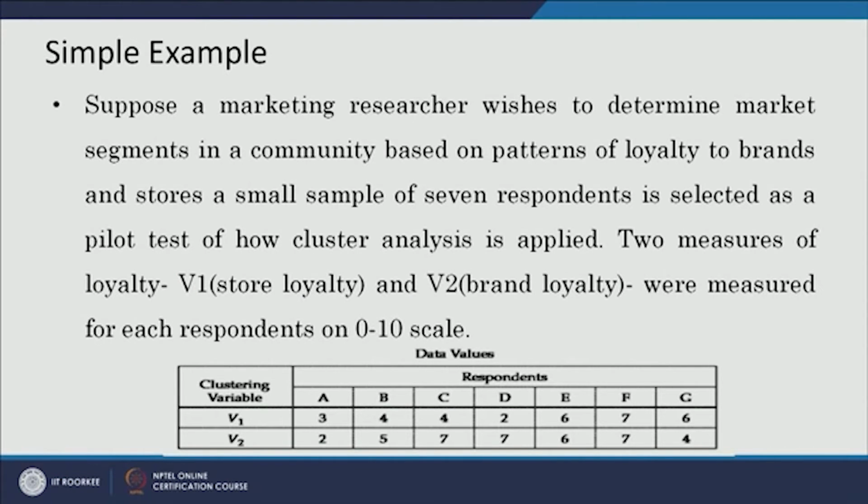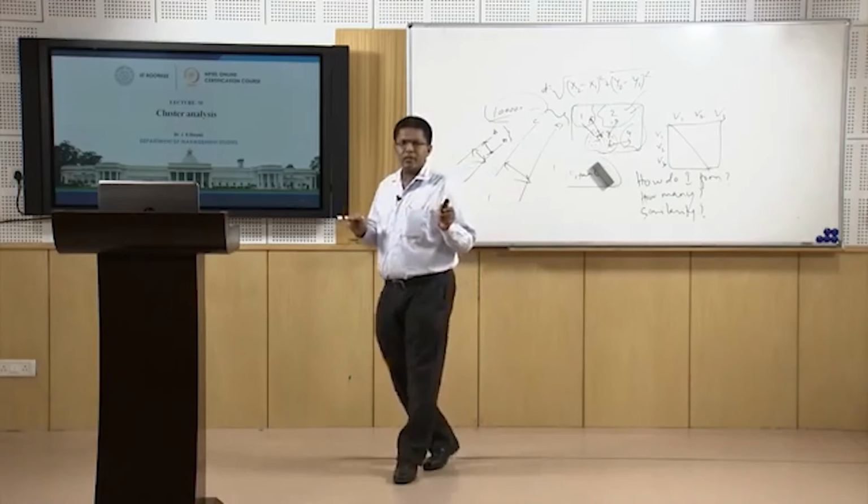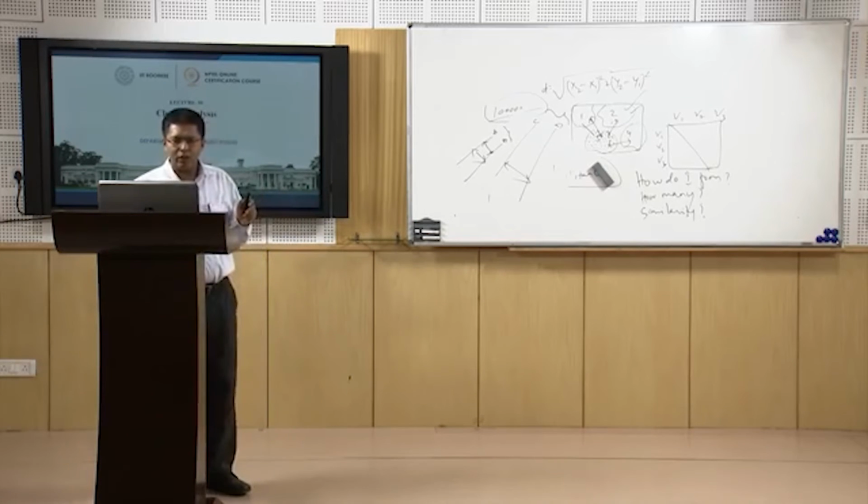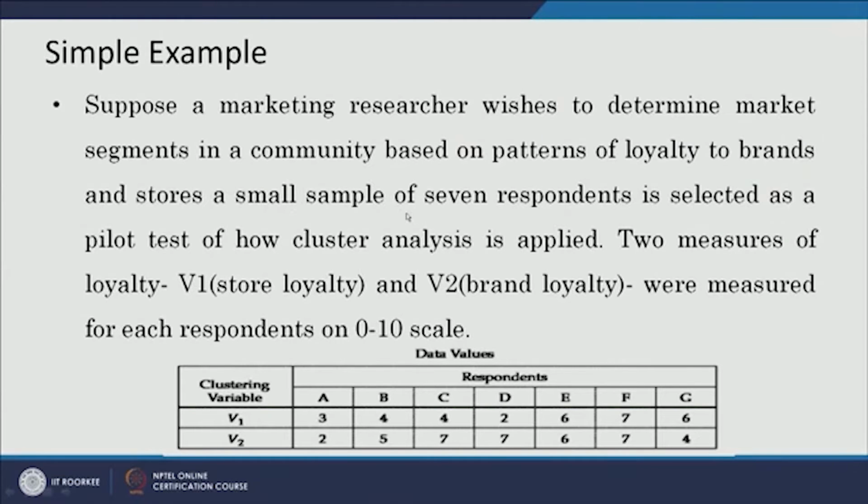Now this example, if you can go through, a marketing researcher wishes to determine market segments in a community based on patterns of loyalty to brands and stores, okay. A small sample of 7 respondents is selected as a pilot. 2 measures of loyalty, store loyalty and brand loyalty, V1 and V2, right, were measured for each respondent on a 0 to 10 scale, right. The scores are given to you. So these are the 7 respondents A, B, C, D, E, F, G, and the scores that they have given for store loyalty and brand loyalty are given on a scale of 0 to 10, right.